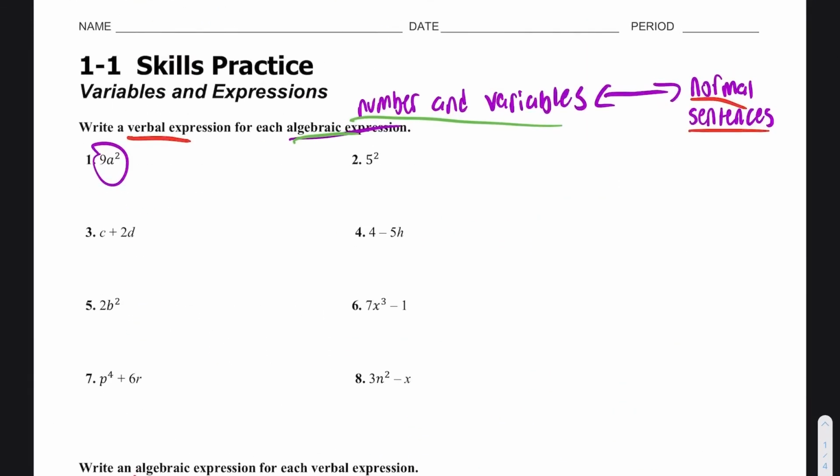Alright, you've done the 1-1 skills practice now. It's time for you to do the same exact thing, but there's going to be 2 extra word problems, I think, at the bottom. On the 1-1 practice, you do that.